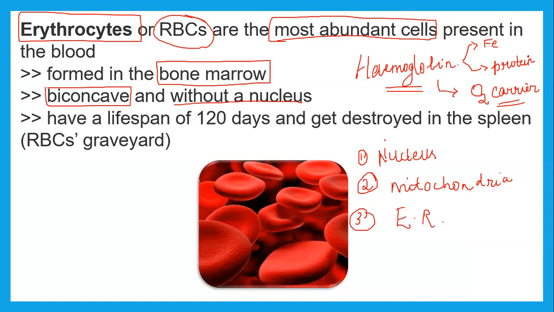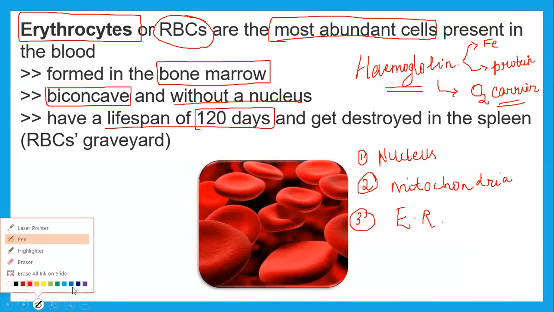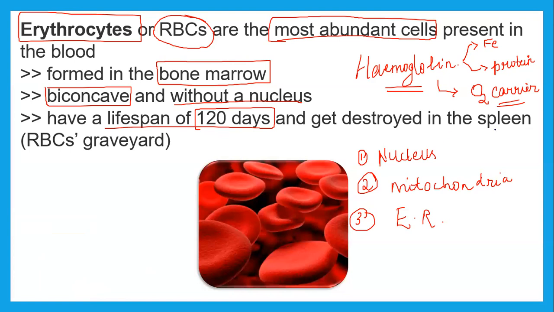Then the RBC have a lifespan of 120 days. They are destroyed in the spleen, which is referred to as the graveyard of RBC. Another important term that you have to study is the normal count. I haven't told you about the normal count. Listen, the normal count of RBC is 5 to 5.5 million.